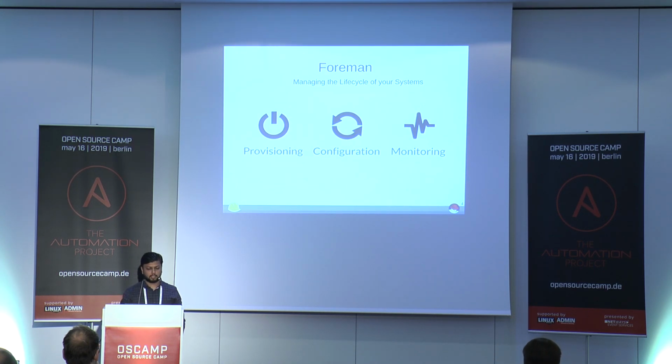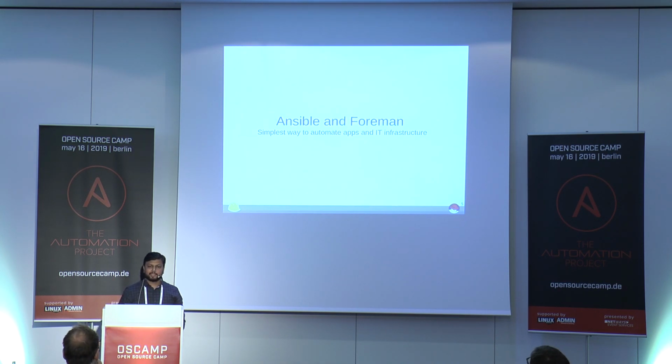Provisioning means basically the process that creates machines for you on different resources. With configuration, you can perform automation on top of your operating system. And monitoring allows you, if you got some error in between, to see what goes wrong. So let's see the Ansible integration with the Foreman and how it helps to automate your apps and your IT infrastructure.